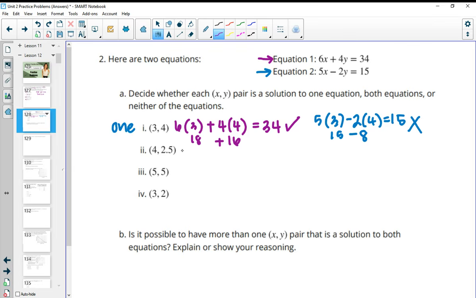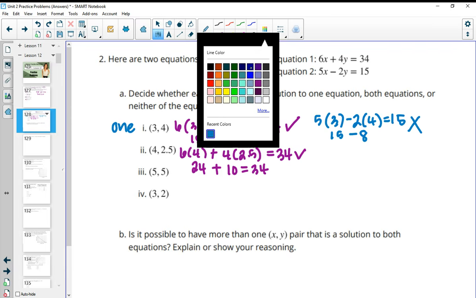Part 2 is going to be 6 times 4 plus 4 times 2.5, and that should equal 34. So plugging into that first equation, this is going to be 24 plus 10. And that does equal 34. So that's a solution to that one.